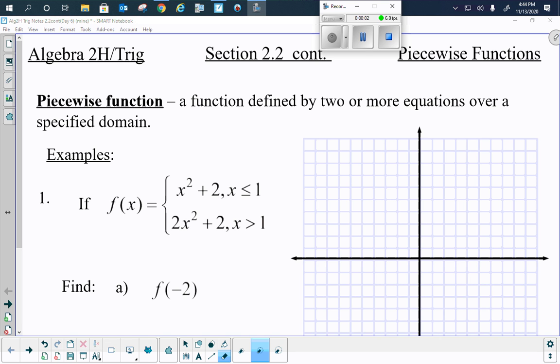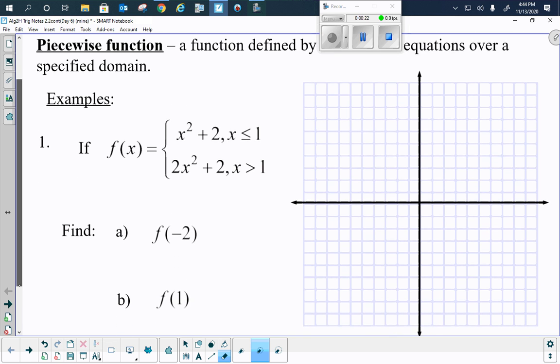In section 2.2, let's look at piecewise functions. So remember, piecewise functions are just a function defined by two or more equations over a specified domain. Kind of like when we did absolute value of x, right? And we broke it up into two parts. So it's just piece by piece you're looking at it.